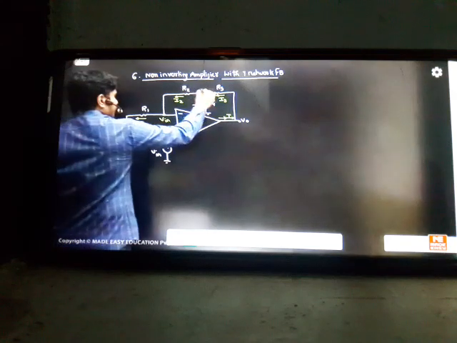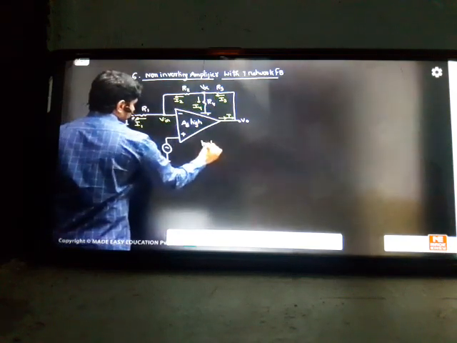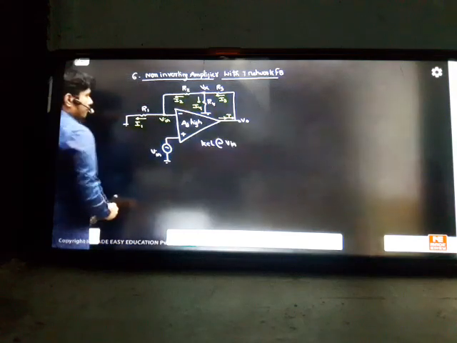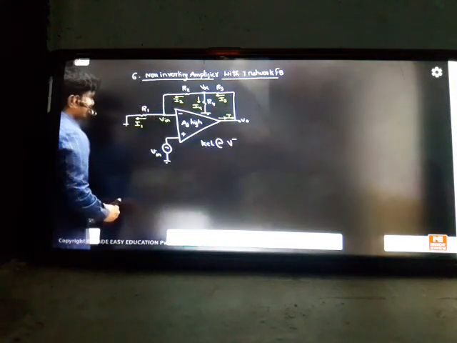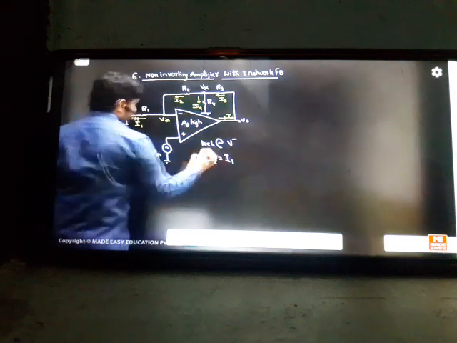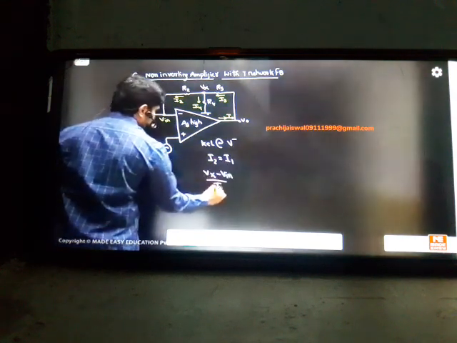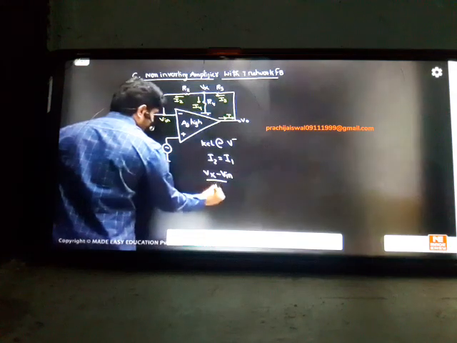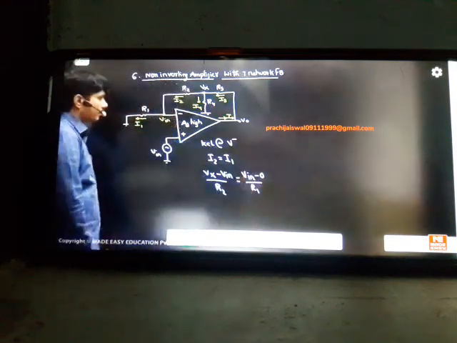So first, how to find this answer. If I want to find Vx, you can take a KCL at the VIN point, that is the V minus point otherwise. At the V minus point, I am applying KCL. I2 is equal to I1. It is Vx minus VIN divided by R2 should be equal to VIN minus 0 divided by R1. This is the way you get the relation.